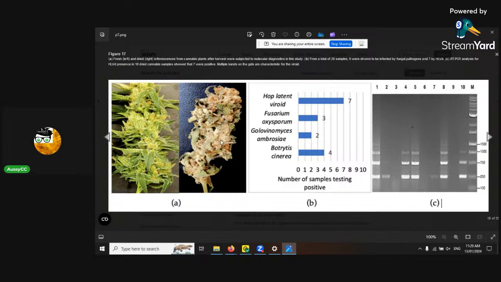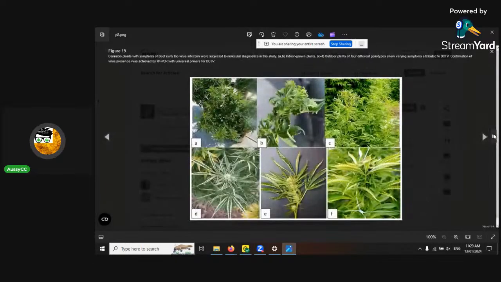What's this one? Fresh bud comparison over HLDV again. Righto. You see how important it is.